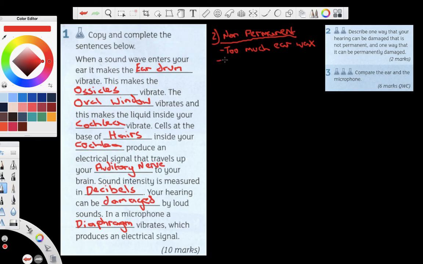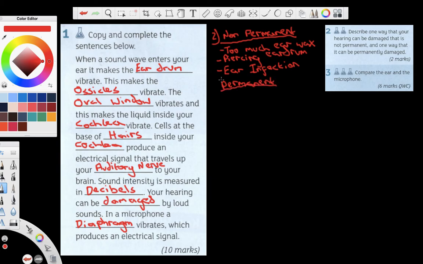You could have said piercing the eardrum. We did say that it can grow back if you pierce your eardrum. And finally, we can say an ear infection.